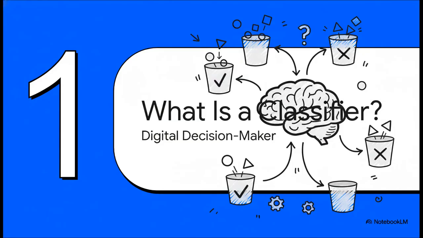Well, at the very heart of these decisions, there's a special kind of algorithm called a classifier. You can think of it like a digital sorter, whose entire job is to look at a piece of information and put it in the right bucket.